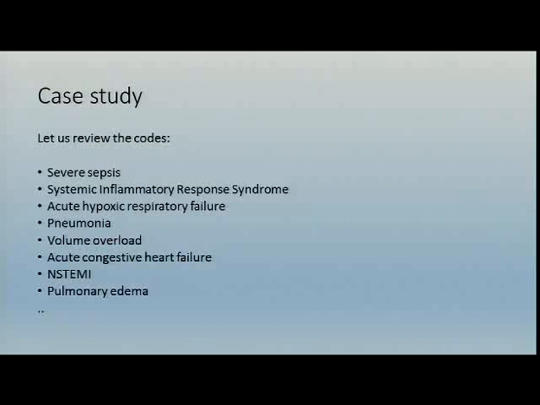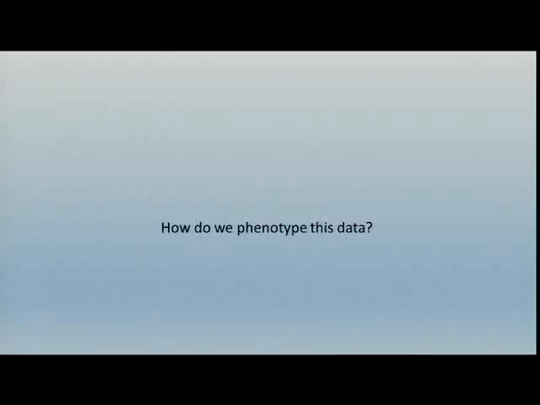Sepsis, inflammatory response, hypoxic respiratory failure, pneumonia, volume overload, heart failure exacerbation, non-ST elevation myocardial infarction, and pulmonary edema. So how do we phenotype this data? We presented the clinical elements, what a note looks like, then the codes. We can get into the medications, other structured data. How do we go about this?